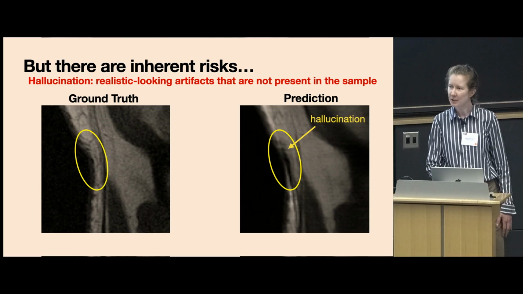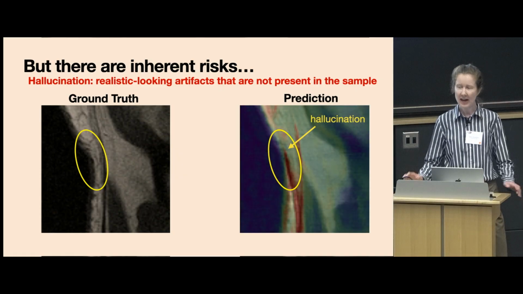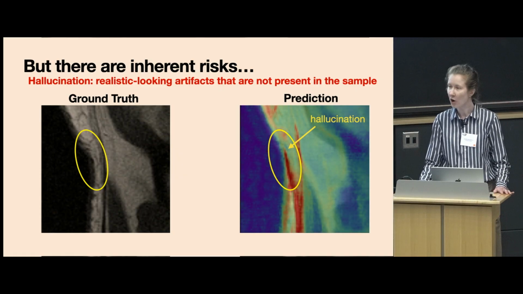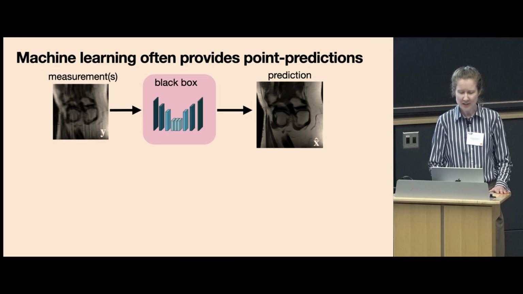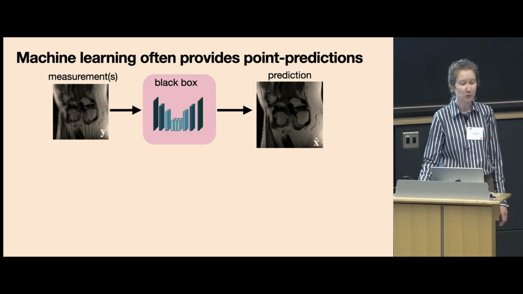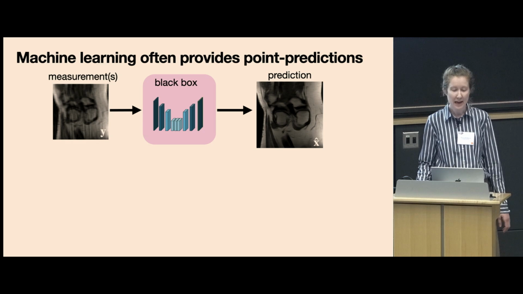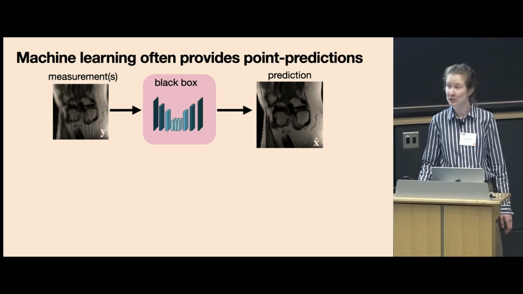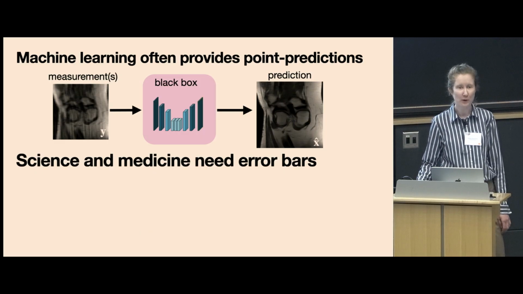Wouldn't it be great if we can still use these very powerful priors, but still have some sense of which features in the prediction are more or less trustworthy? That's the problem with machine learning these days: a lot of machine learning algorithms will give us a point prediction. It'll give us the best guess at what the image should be given some noisy, underdetermined measurements. But really, in science, we need more than point predictions.